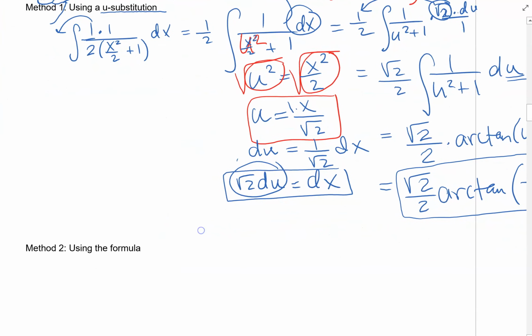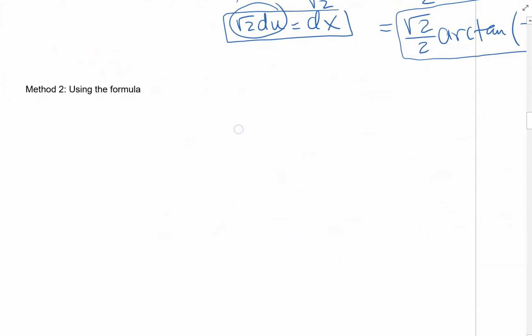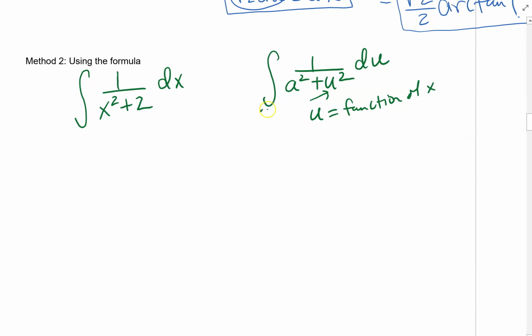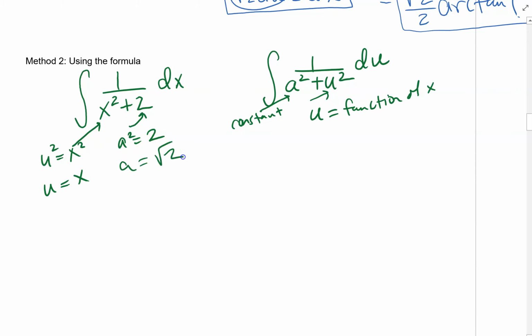But I could get that same answer using the formula. So here's my original integral. Here's what the formula looks like. It goes a squared plus u squared. Now remember, u is the function of x and a is the constant. So the order can be switched, which it was here. So here my a squared is 2 and my u squared is x squared. So u is just x. I can just replace x with u and a with the square root of 2.